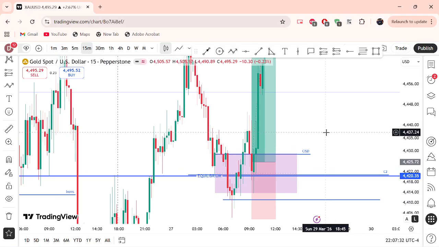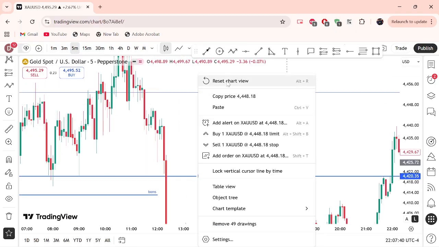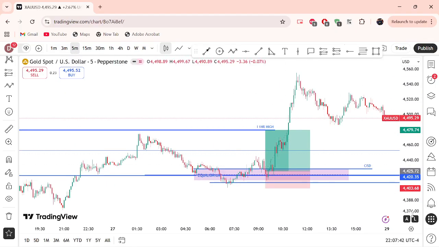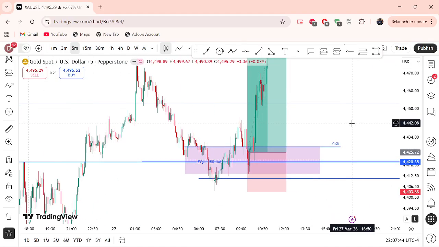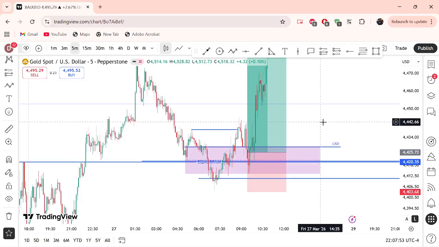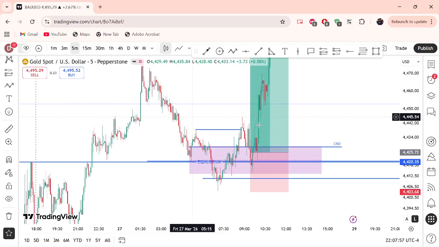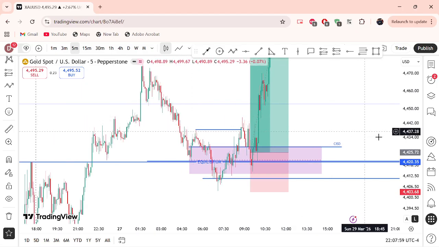Apart from this confirmation, we had a 15 minute time frame confirmation. We also had a market structure shift. Was it clear in the 5 minute time frame? Let's see. Yeah, it was clear in the 5 minute time frame. So this was where the market structure shift occurred. But it was not this clear. This was not the basis on which I took the trade. It was just another confirmation.